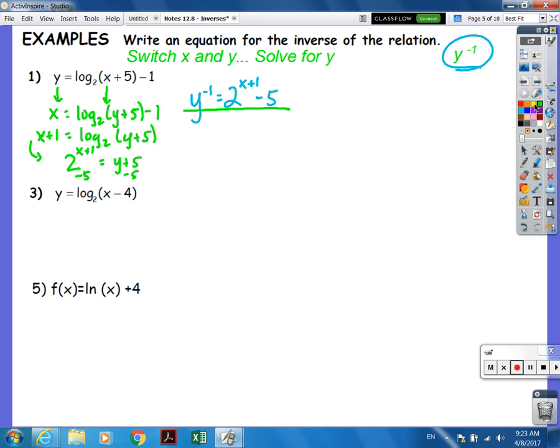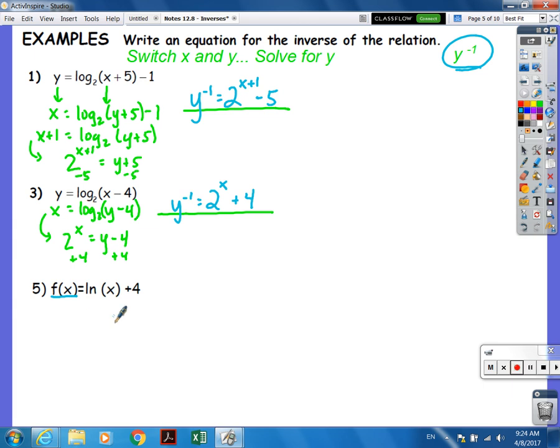Let's do another. I'm rewriting an x and a y in opposite places. So x equals log base 2 of y minus 4. I have logs on one side, x on another, so I'm going to rewrite it using exponents. 2 is the base. 2 to the x equals y minus 4. Get y alone by adding 4. So again, if there were an answer blank, the way I'm going to answer it is y inverse equals this: 2 raised to the x, plus 4.